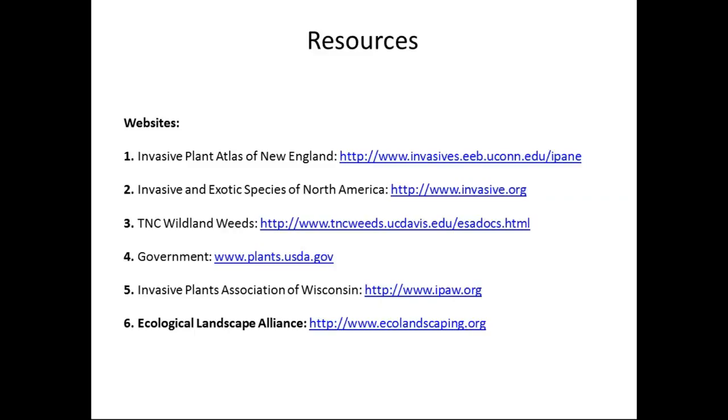Okay, so resources for these plants here are the Invasive Plant Atlas of New England. As you can see, invasive.org is number 2. There's the Nature Conservancy, and you have wildlife and government resources, the Invasive Plant Association, and the Ecological Landscape Alliance. We've written a lot about these plants on our website. I just want to check one thing here.